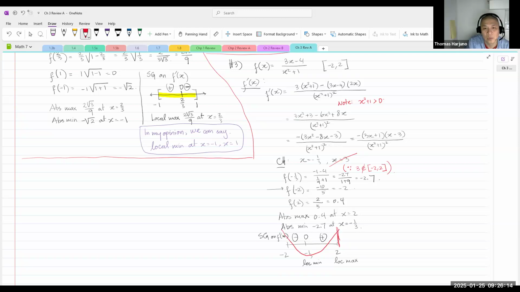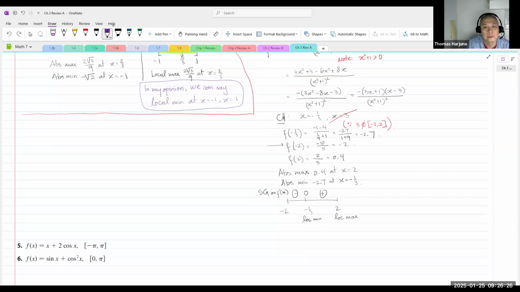Again, I have to say it again: in my opinion, we can include the endpoints as our local maximum or local minimum. So let me insert more space. So in my opinion, we can say local max at x equals negative 2. Now the textbook, I believe, agrees with me that the local minimum is at x equals negative 1/3.